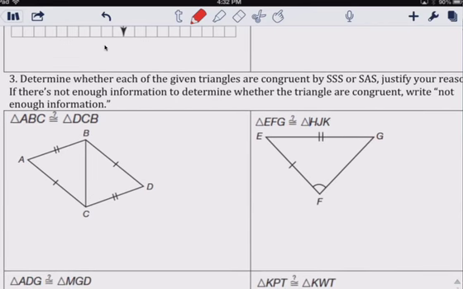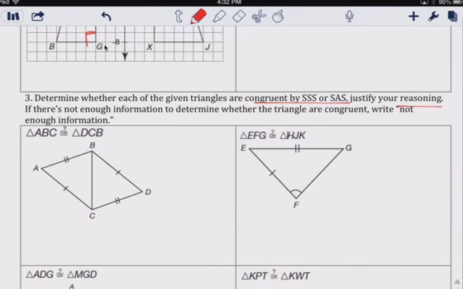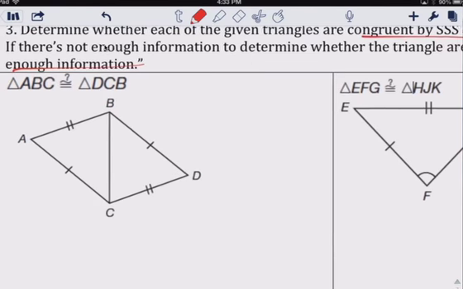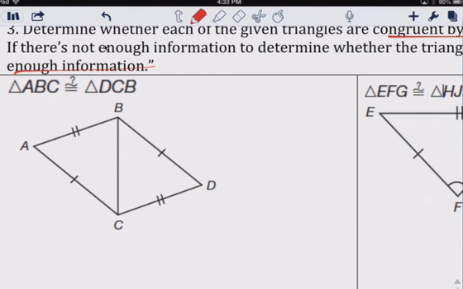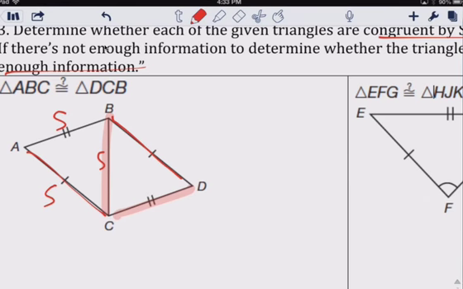Okay, 3. Determine whether each of the following triangles is congruent by side-angle-side, side-side-side, or side-angle-side. Justify your reasoning. If there's not enough information, write not enough information. Okay. This side is the same as this side. Okay, we're good. This side is the same as this side, so that's good. And this is a shared side, so therefore this side is definitely the same. So, okay, we can say the two triangles are congruent, by side-side-side.